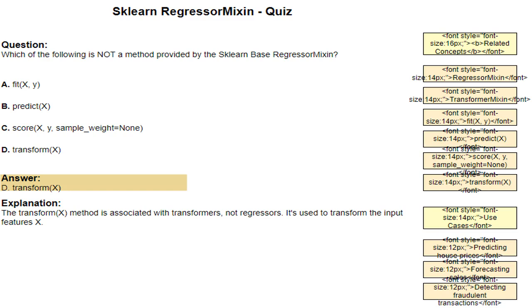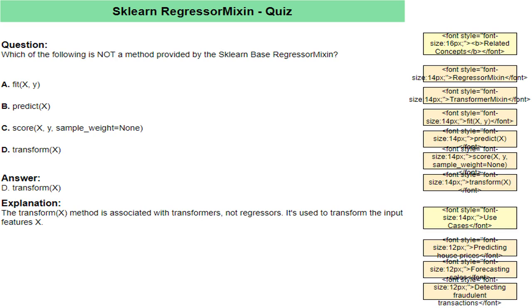The fit(X, y) method is used to train the regressor model on the input features X and target values y. This method is a fundamental part of the training process for any machine learning model, including regressors. It is used to find the optimal parameters that minimize the difference between predicted and actual values. Regressor mixin. In predicting house prices, you would use the fit(X, y) method to train a regression model on historical house data with features like size, location, and number of bedrooms, and the target variable as house prices.